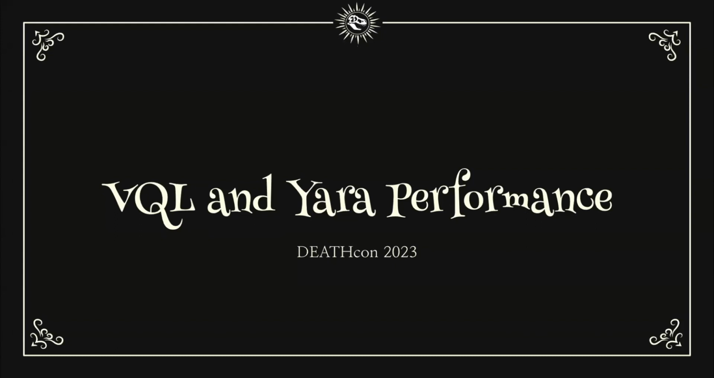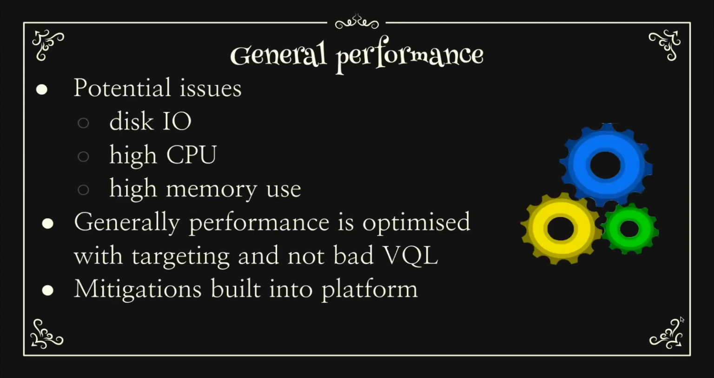So the next section we're going to cover is a short one on VQL and Yara performance. Just some information on general performance. What we see a lot of is potential issues of high disk I/O, say, a Yara query that's trying to access the disk a lot and causing potential performance issues. The other one is high CPU use, which is fairly explanatory, and finally high memory use.